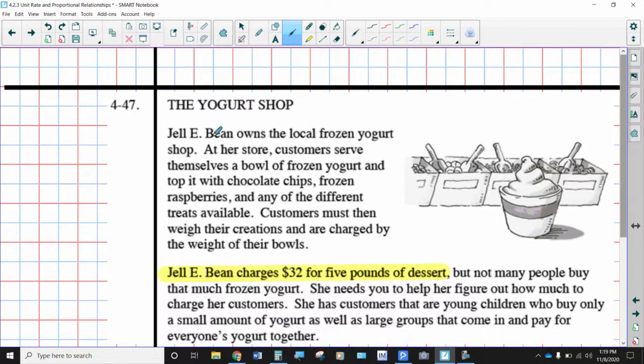All right, let's take a look at the Jelly Bean Company. They sell yogurt. Jelly Bean owns a frozen yogurt shop at Hearst. Oh no, that's a person. That's a person, Jilly Bean, who owns the local frozen yogurt shop. At her store, customers serve themselves a bowl of frozen yogurt and top it with chocolate chips, frozen raspberries, and any other different treats available. Customers must then weigh their creations and are charged by the weights of their bowls.